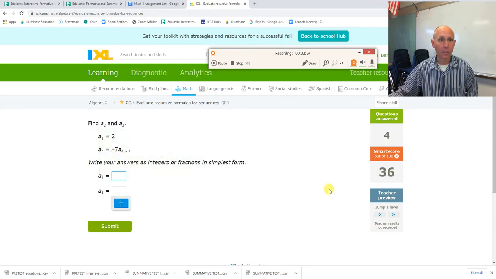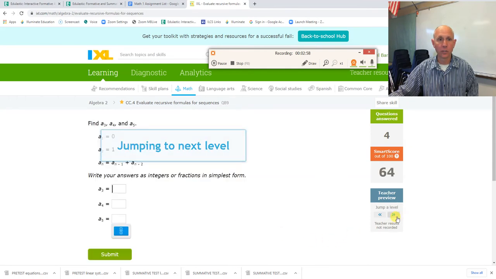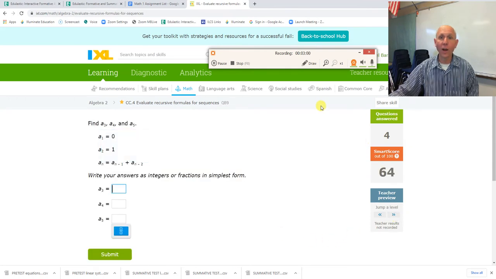All right. So this is saying previous term times negative 7. I'm going to jump a level. Ooh, I'm going to jump up to the 64s. Oh, I like this one. I'm glad I'm doing this.